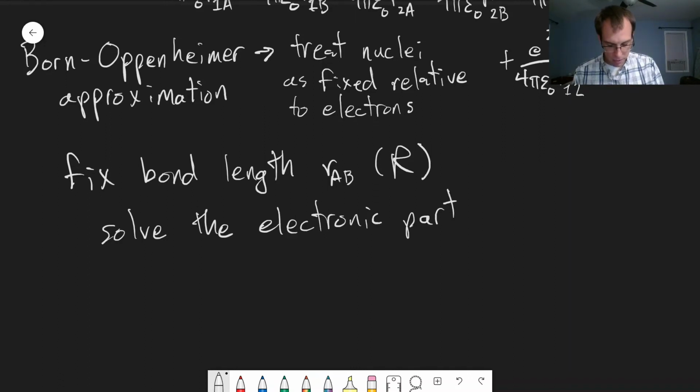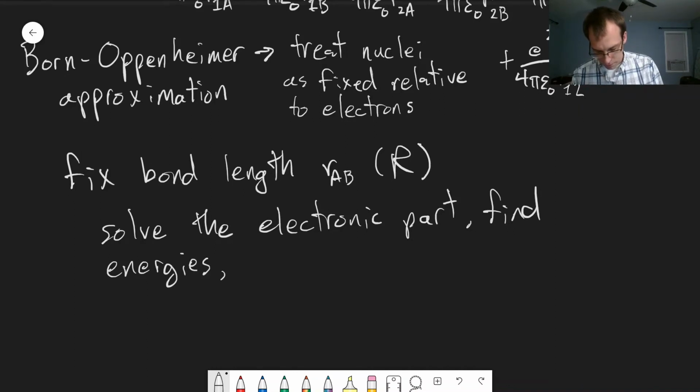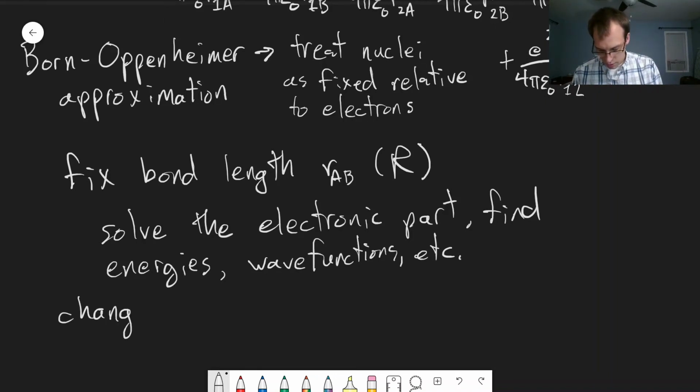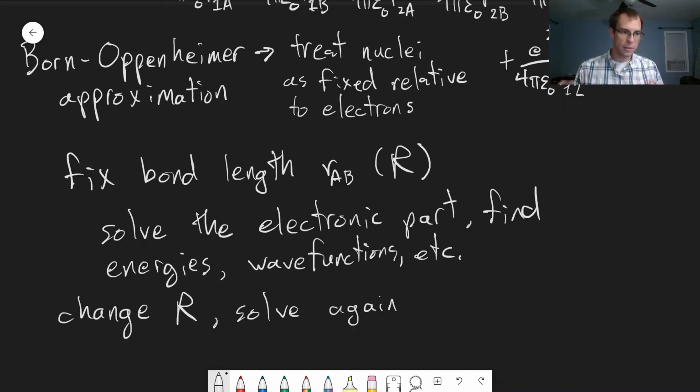And we can do this by ignoring what's happening with the nuclei. So solve the electronic part, find energies, energy levels, wave functions, all that good stuff. And we can find those solutions for a particular bond length. And then what we'll do is we'll change R by a little bit and solve again. And this will give us a map of the energy of our system as we change the bond length. And basically we'll get a plot that looks like the energy of the system versus the bond length.